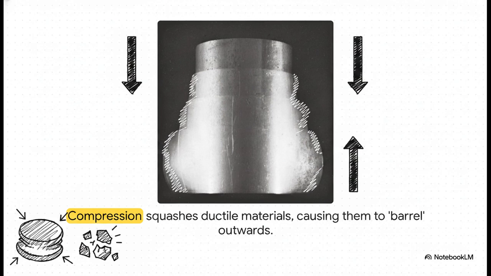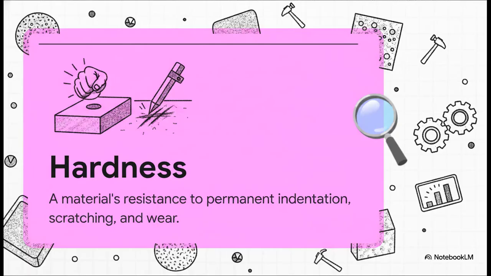We call that barreling. Brittle materials, though, tend to just crumble and fracture when you squash them. And then, of course, there's hardness. This one's pretty simple. Hardness is just a material's ability to resist getting dented or scratched. And it's a super practical property because it's a really quick and easy way to get a feel for a material's overall strength and how well it'll hold up to wear and tear.